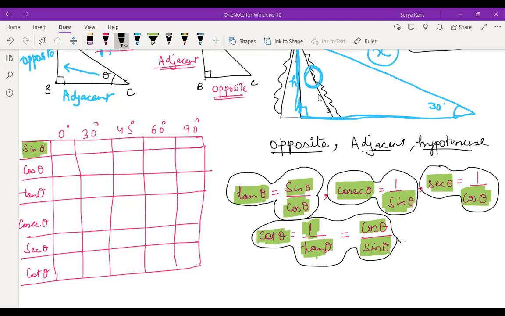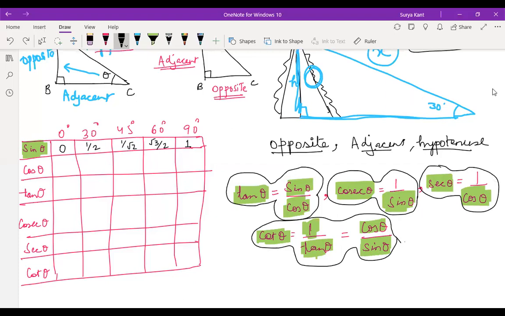See, sine 0 value is 0. Sine 30 is 1 by 2. Sine 45 is 1 by root 2. Sine 60 is root 3 by 2. And sine 90 is 1. So if I ask you why sine 30 degree is equal to 1 by 2, then what do you say?